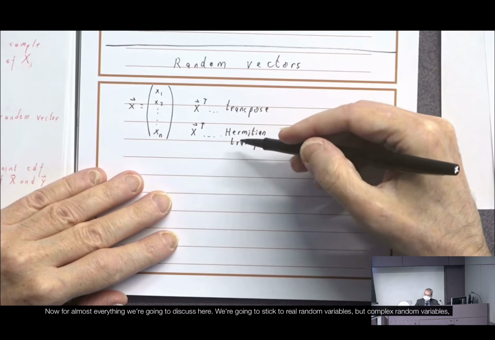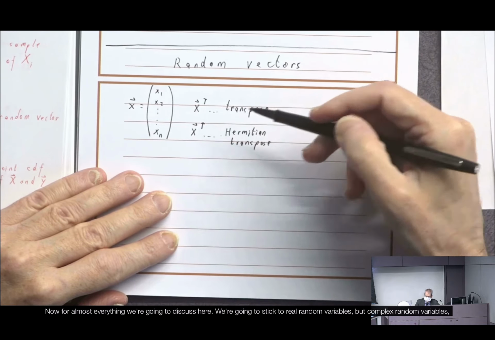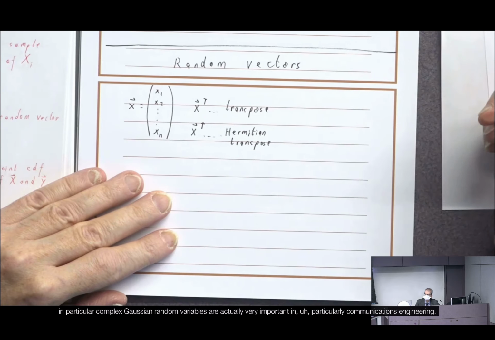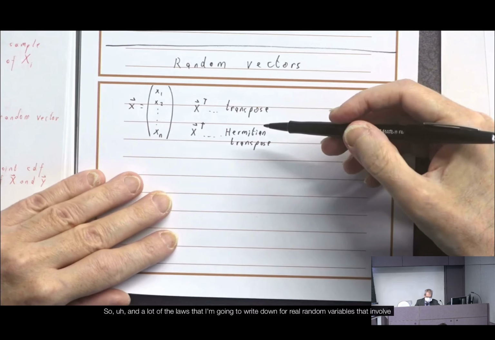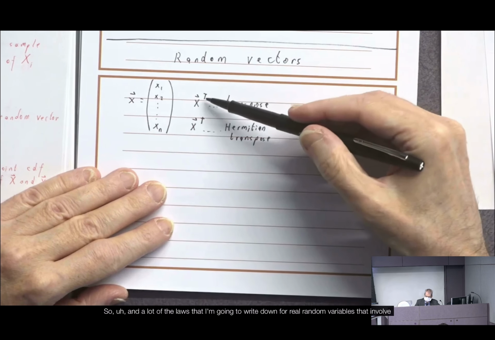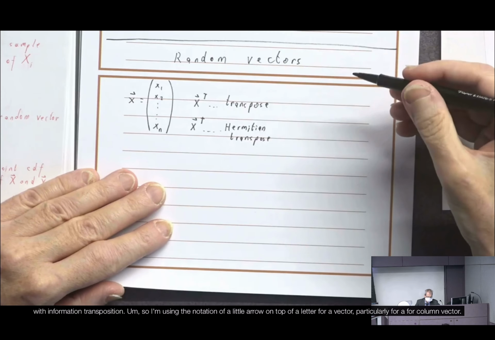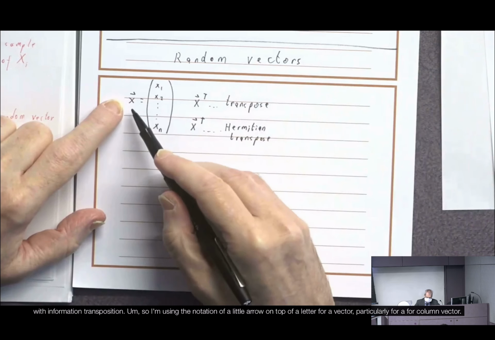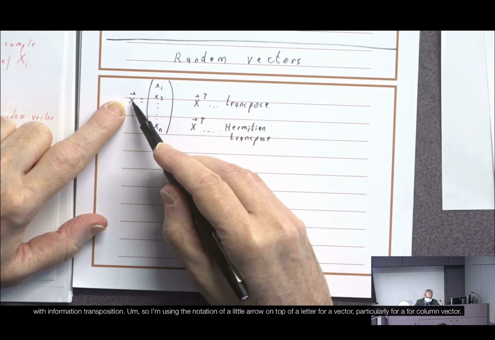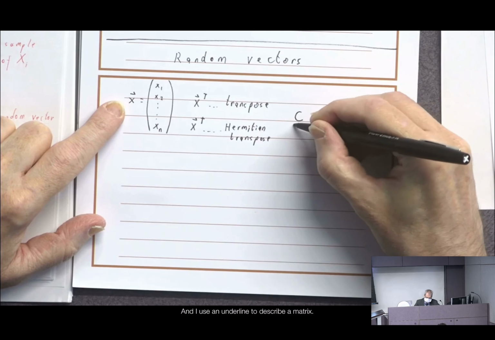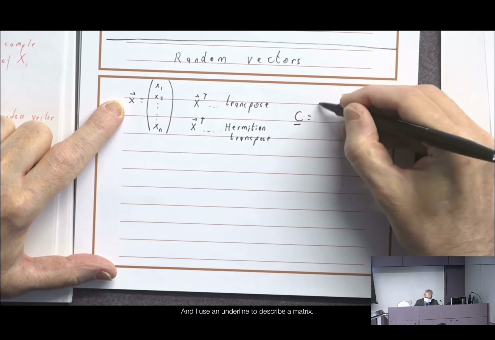Now, for almost everything we're going to discuss here, we're going to stick to real random variables, but complex random variables, in particular complex Gaussian random variables, are actually very important in communications engineering. A lot of the laws that I'm going to write down for real random variables that involve a transposition pretty much hold one-to-one if you replace the transposition with a Hermitian transposition. So I'm using the notation of a little arrow on top of a letter for a vector, particularly for a column vector, and I use an underline to describe a matrix.